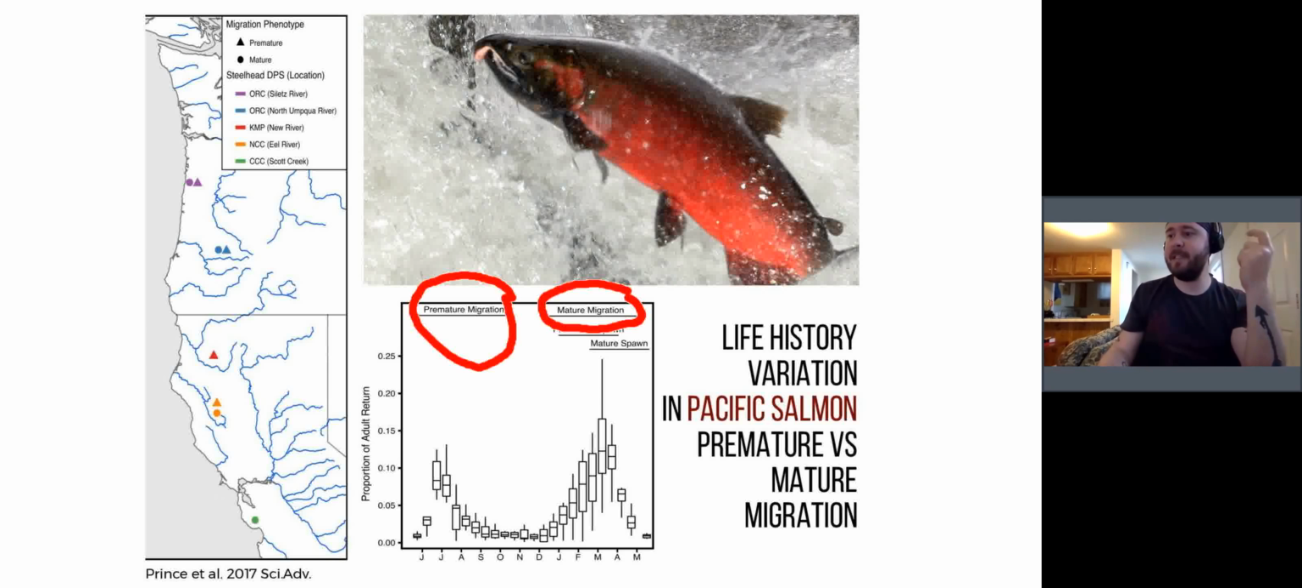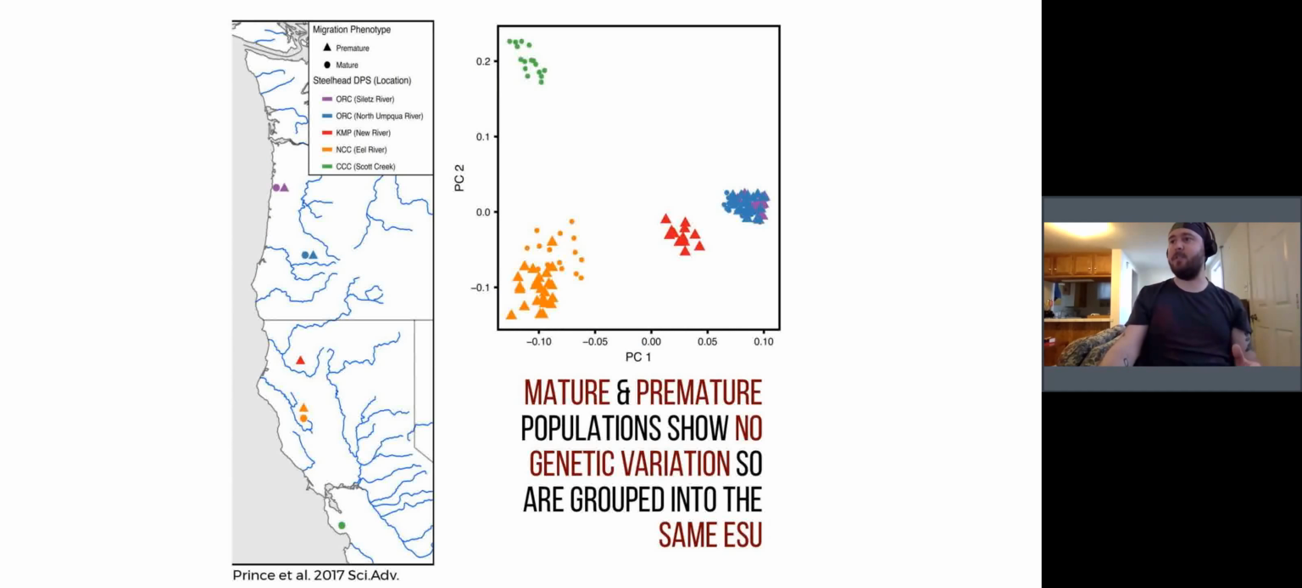So basically, the important question from a conservation standpoint is, how different are these premature migrants from mature migrants? Are they different enough genetically that we can actually conserve them differently? So this is when you look at genetic diversity. So we're back at looking at genetic diversity patterns. We have different populations of salmon, and the triangle is premature migration, and the circle is mature migration. And as you can see, different populations have both mature and premature lifestyles in them.